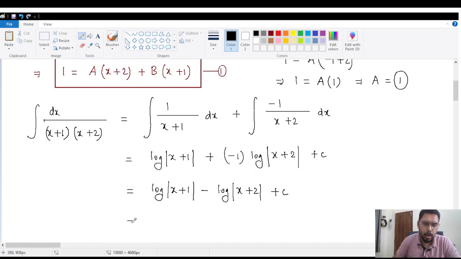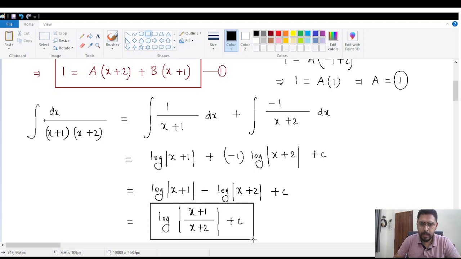Now there is a logarithm rule which says that log m minus log n is equal to log m by n. So here it will be written as logarithm of x plus 1 over x plus 2 plus c, and that is the final answer.